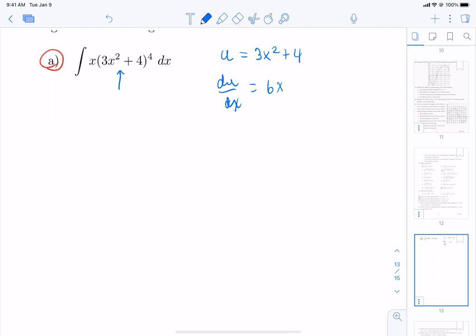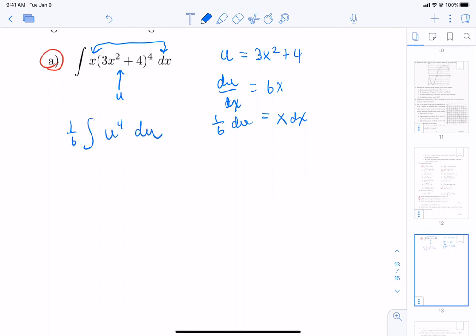Now, what do we have to substitute? Well, we already know that this is u. We need to know what x dx is equal to. That's our other stuff in the problem that needs substituting. So we need the x dx on one side and everything else on the other side. The 1/6 comes from the fact I had to move the 6 to the other side. So x dx is equivalent to 1/6 du. So we get 1/6 u to the 4th du.